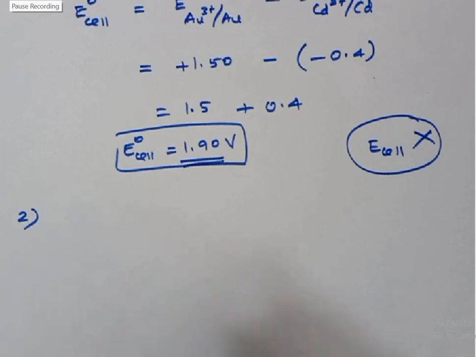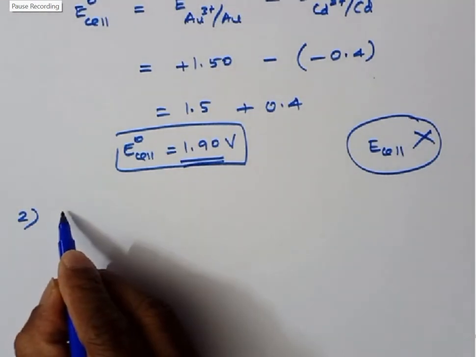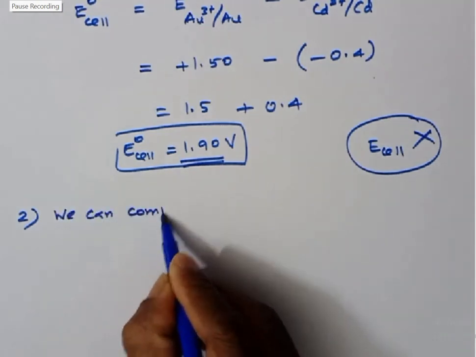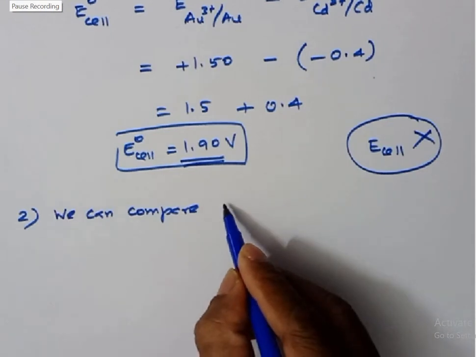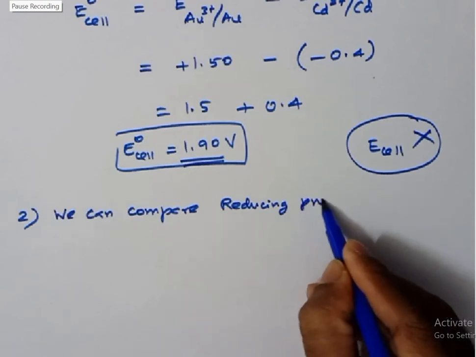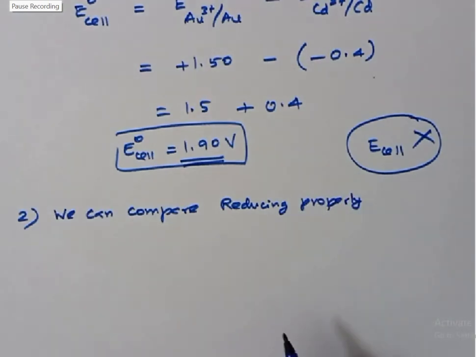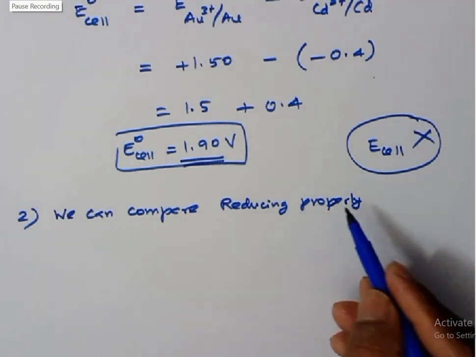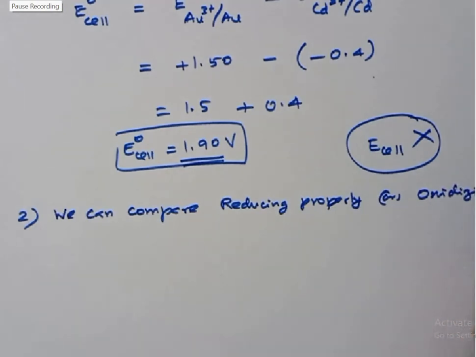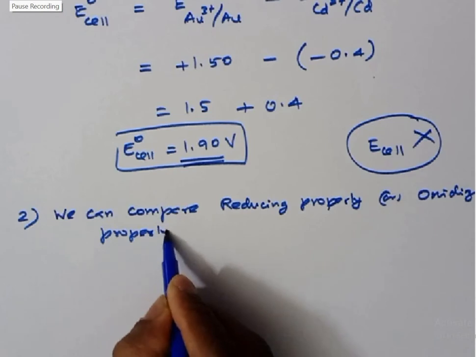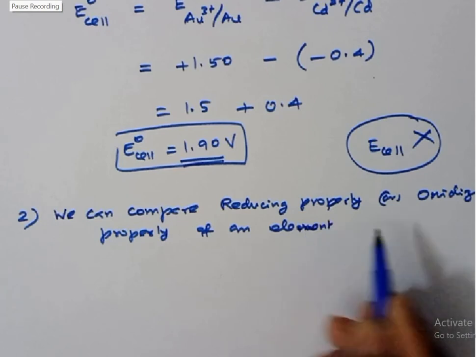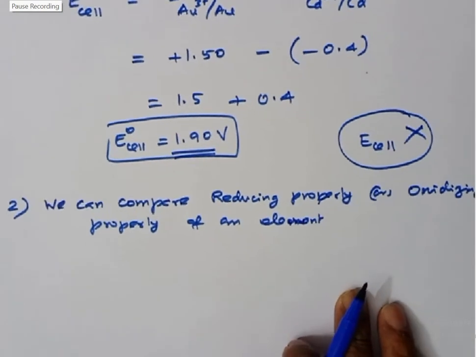We can compare reducing agents, reducing property, or we can compare the reducing ability or property or oxidizing property of an element among the given elements. Okay, how to do that?